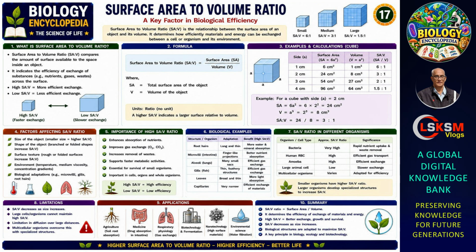Seventeen. Surface area to volume ratio. The surface area to volume ratio influences how efficiently cells exchange materials with their surroundings. Smaller cells generally have a higher ratio, supporting faster transport of nutrients, gases, and wastes.